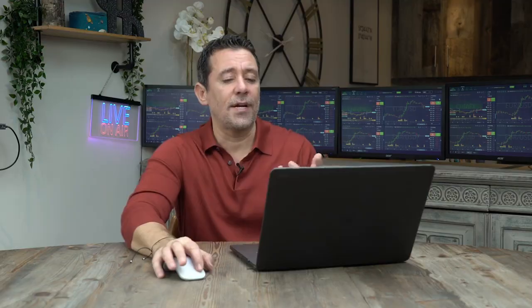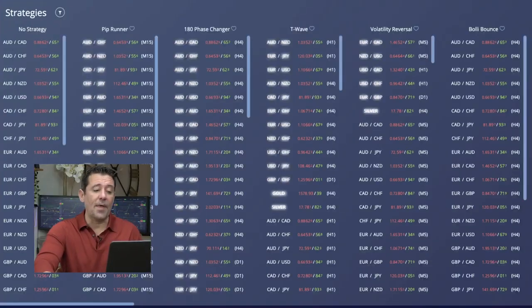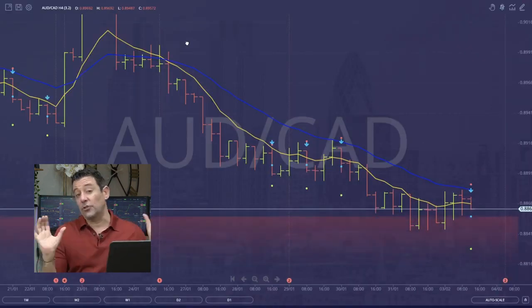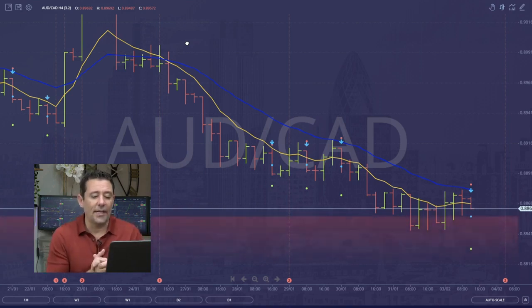So I'm going to start today by going straight in. If I go top right hand side of the screen where it says no strategy, I'm going to pull up that 180 phase changer trading strategy scanner. I'm going to click the first one, which is the Australian dollar against the Canadian dollar. So you've got two commodity currencies here, both trading against each other.